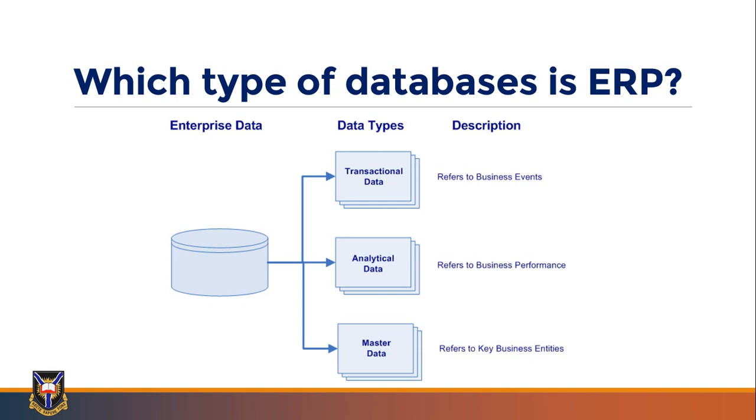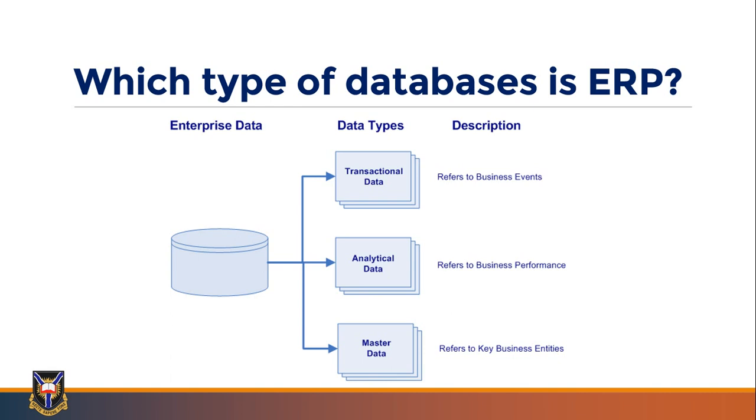And what type of database does the ERP work with? ERP works with the enterprise data, and the enterprise data can be transactional, that is any kind of business event, maybe like a planned maintenance, a scheduled maintenance, a computerized maintenance, or it may be a particular action or a particular transaction. So we have the transactional data, then we have the analytical data. The analytical data are the results that will be entered back into the ERP system, and with this data we can now perform what we call business analytics, business intelligence.